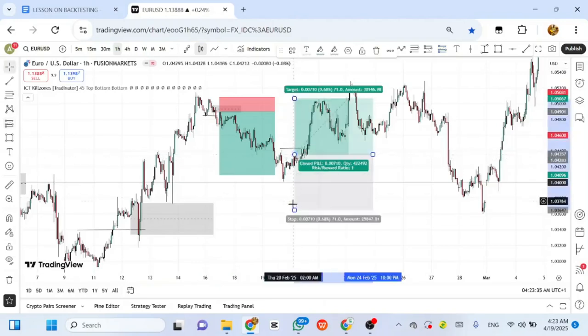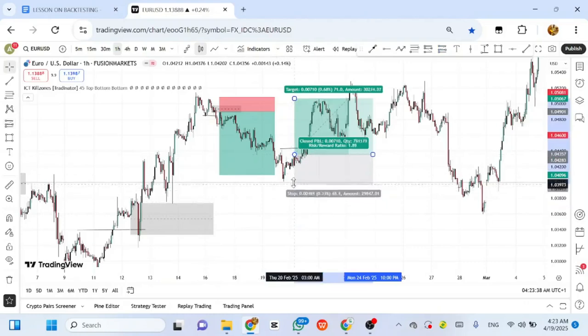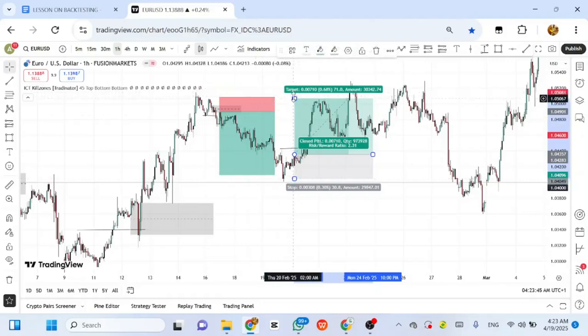I'll just take it here, and then my SL can be below this key level, or I'll just put it there because I know the market is not likely to come to this point. And then my TP will be where? My TP will be this high. Why is it this high?